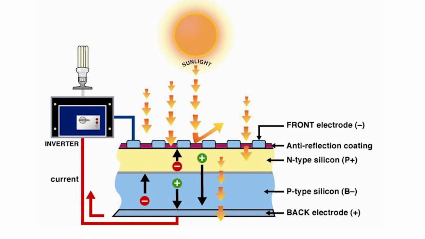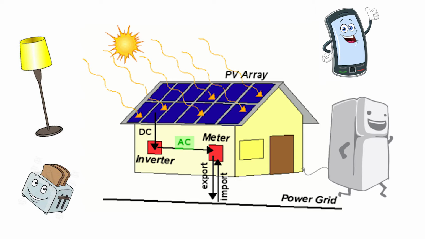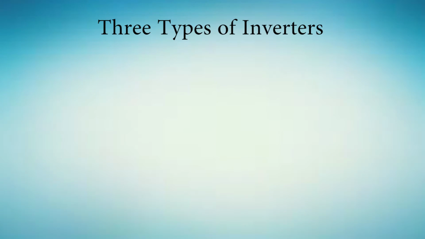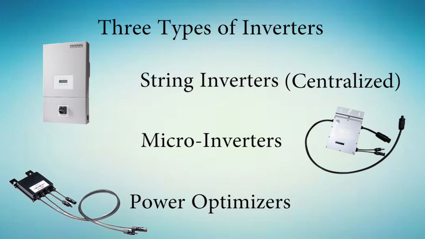Sunlight separates electrons from their atoms, which allows electrons to flow through to produce electricity. The cells collect sunlight and convert it into direct current. From there, an inverter converts the energy into appliance-friendly electricity called alternating current. There are three types of inverters: string inverters, also known as centralized inverters, microinverters, and power optimizers.